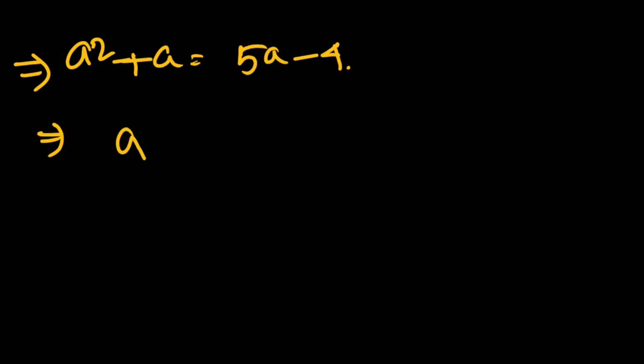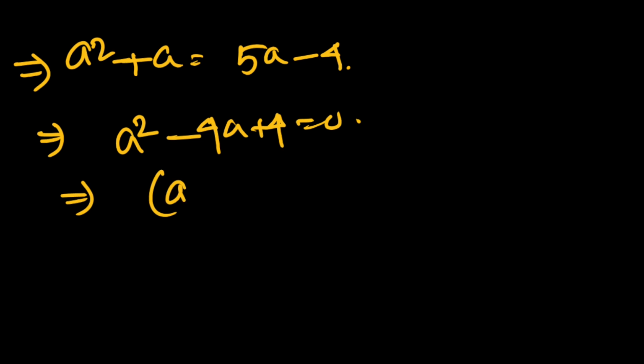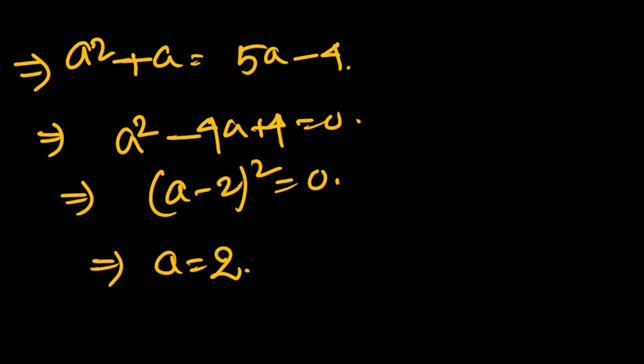Therefore a square plus a is equal to 5a minus 4. Now we simplify it, we get this equation: a square minus 4a plus 4 is equal to 0. That is actually (a minus 2) whole square is equal to 0. So this implies a is equal to 2. Now we got the value of a. The actual motive is to find the value of x.